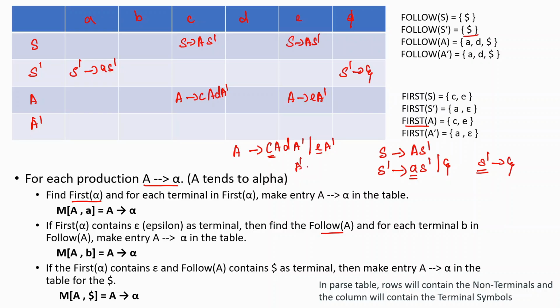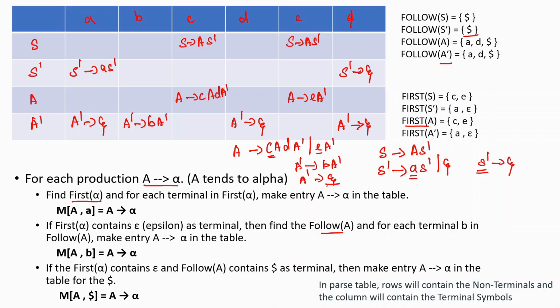And the last one, A dash, which has two productions, A dash → B A dash and A dash → empty. So here the starting symbol is B, so we are going to put the entry in B A dash. Here it is an empty. So when there is an empty, you have to calculate the first of alpha, which is empty, then you have to go with the follow of A dash. The follow of A dash is A, D and the dollar symbol. So I have to put the entry in A, then D, and then the last one is the dollar symbol.